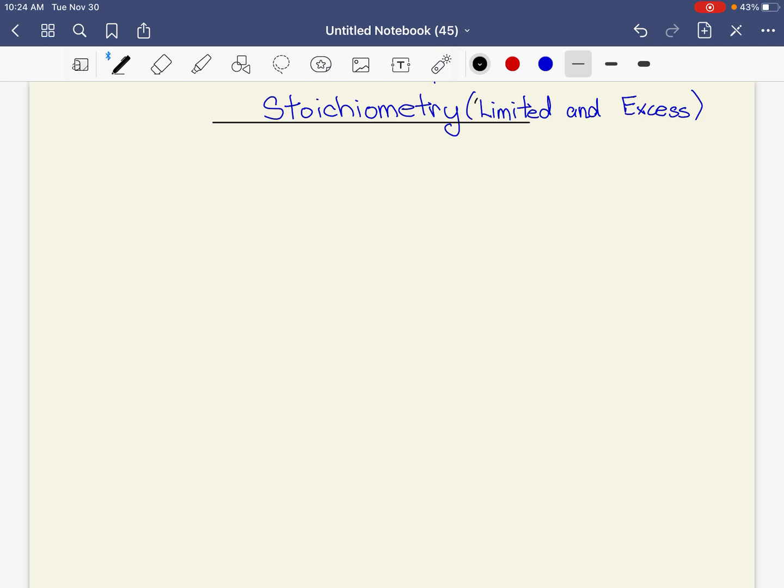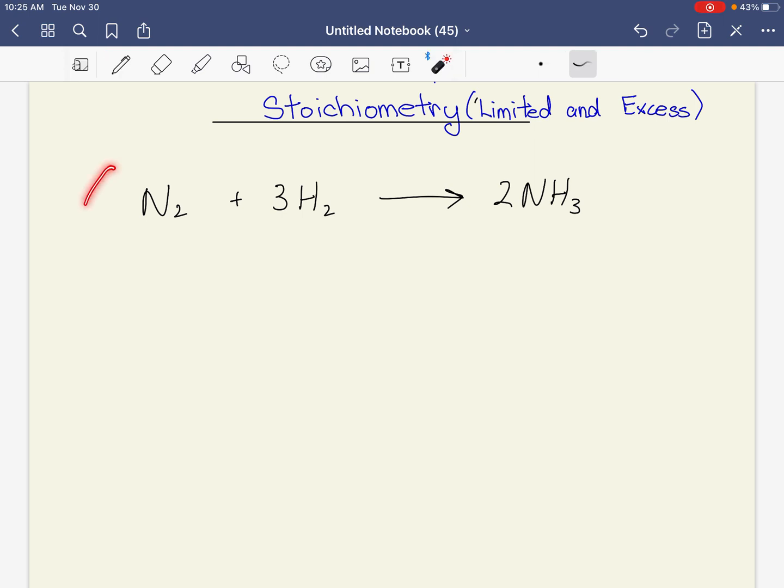Let's do another reaction. So nitrogen gas plus hydrogen gas produces ammonia. There's 2 here, 3 here. So the ratio here is that for every mole of N2, it needs to react with 3 moles of H2 to produce 2 moles of NH3.